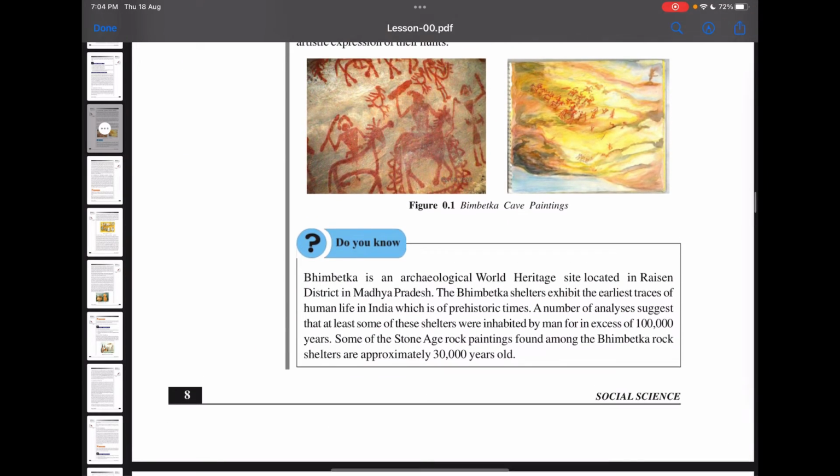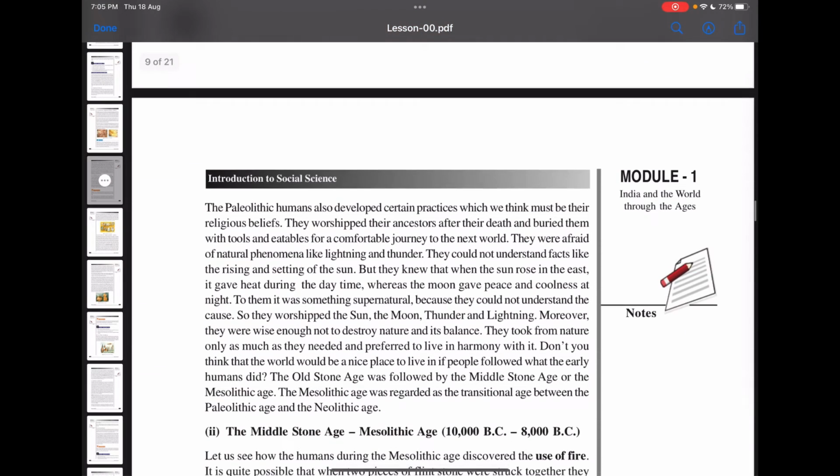Do you know Bhimbetka is an archaeological World Heritage Site located in Raisen district in Madhya Pradesh? The Bhimbetka shelters exhibit the earliest trace of human life in India, which is of prehistoric time. A number of analyses suggest that at least some of these shelters were inhabited by man for in excess of 100,000 years. Some of the Stone Age rock paintings found among the Bhimbetka rock shelters are approximately 30,000 years old.